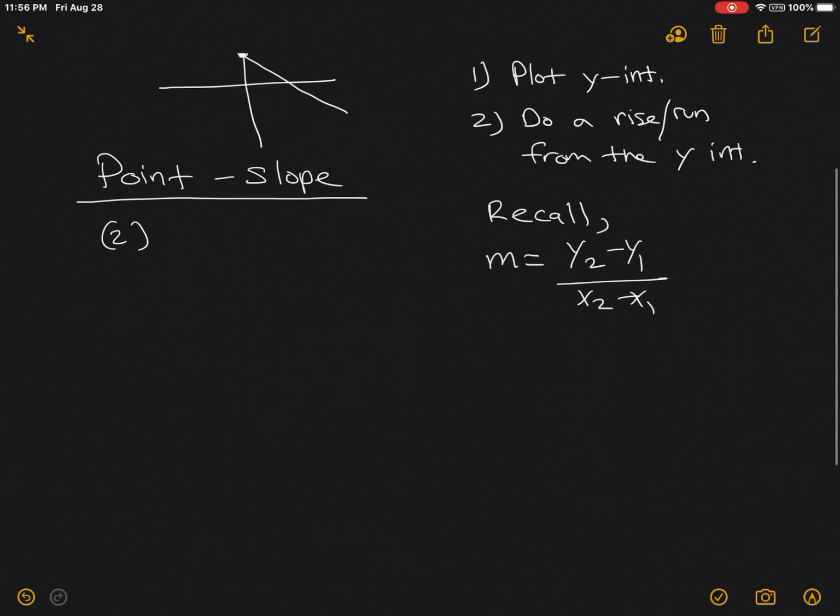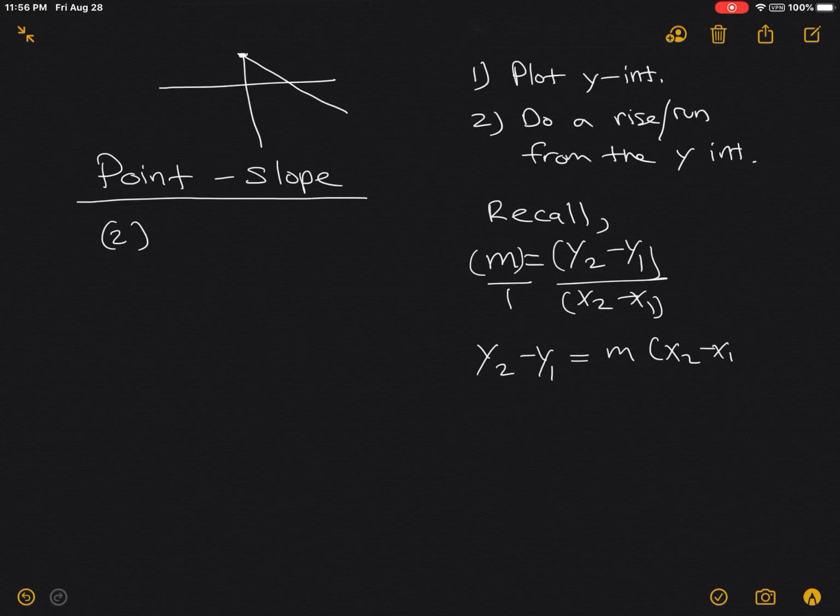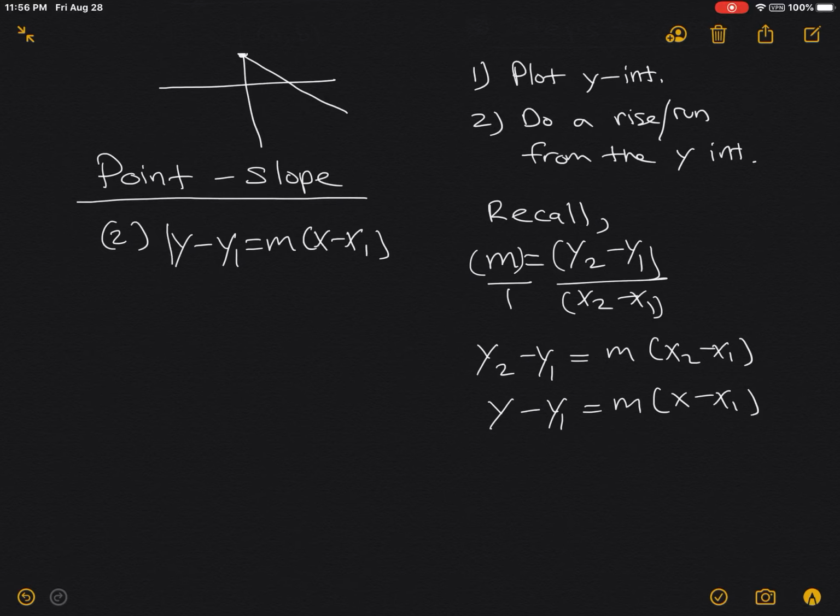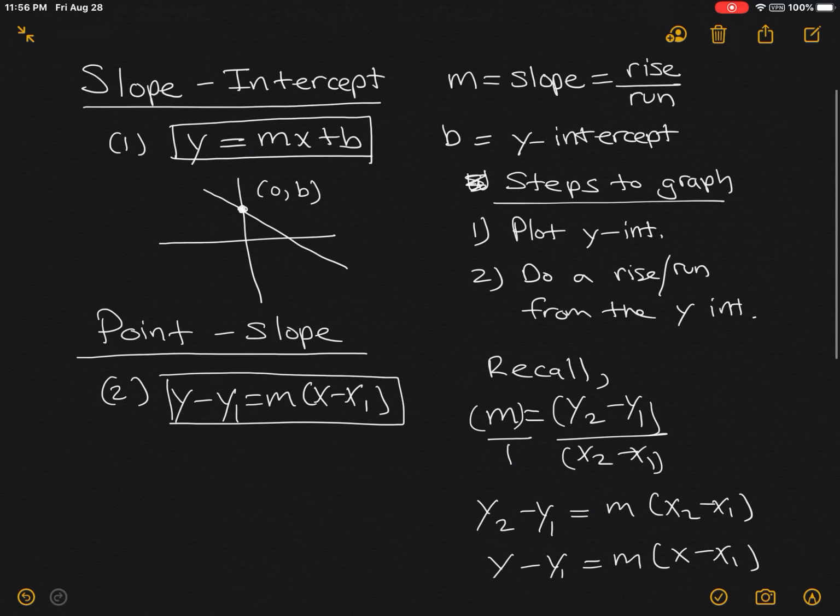And so what I'm going to do right now is I'm going to cross multiply. Okay, so if I cross multiply, I'm going to get y2 minus y1 is equal to m times x2 minus x1. And what happens is that these 2's on the subscripts right here, they disappear. And this is essentially your point slope equation. y minus y1 is equal to m times x minus x1. Okay, so there's your point slope, there's your slope-intercept.